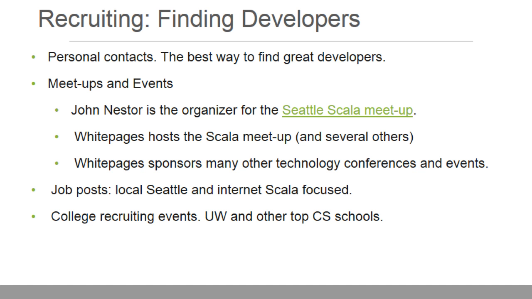Currently, Scala has traction, and there are lots of meetups. We have one right here in Seattle that we're hosting at the Whitepages offices, and John is the organizer. And I believe recently, John, we have passed the 500-member mark for our meetups. So great success, great story, great traction. Lots of folks interested in meetups.